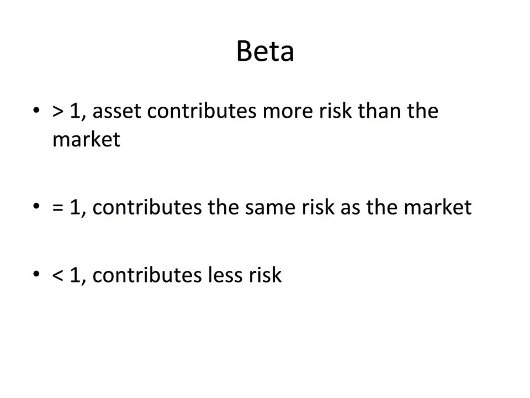Beta has the following interpretation. Beta equal to 1 means that an asset, and beta will be specific to the asset, contributes the same risk as the market portfolio. Those that have beta less than 1 will contribute less risk, and those that have beta greater than 1 will contribute more risk. Given the capital asset pricing model equation or the security market line, we would expect those assets that have higher beta to also have higher expected returns.